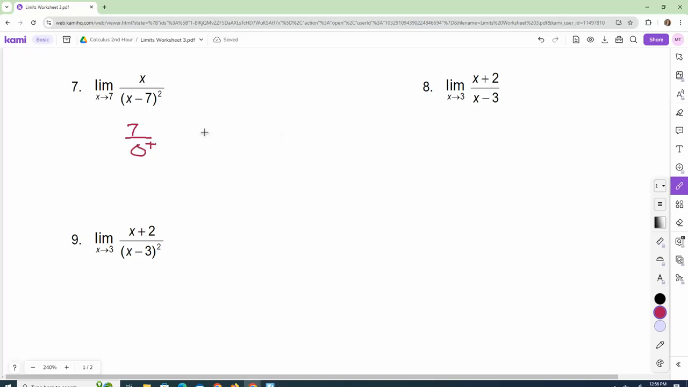So 7 divided by 0 from the right would give me infinity. Okay, we're so good. Wait, wait, so don't what? Go on. Yeah, right now. Oh, cause I know, wait, hang on. You already have it.